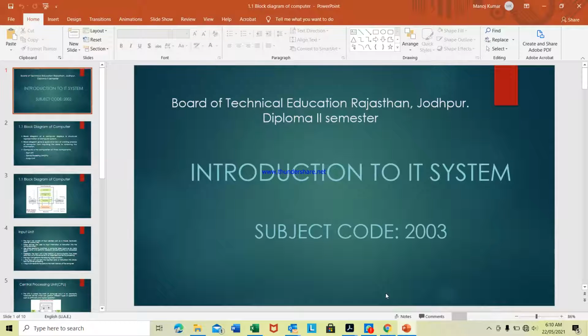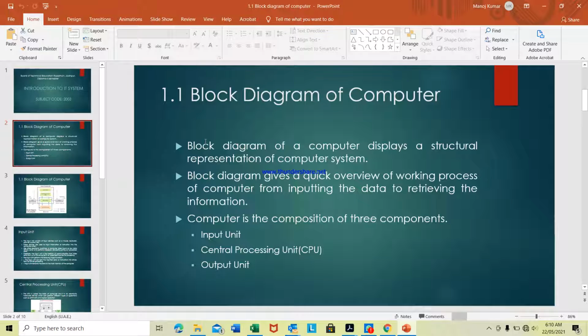Today we are going to discuss the introduction to IT system, subject code 2003, which is a part of the Board of Technical Education Rajasthan. The very first topic of this video lecture series is the block diagram of a computer. The block diagram of a computer displays a structural representation of the computer system. Block diagram gives a quick overview of the working process of a computer, from inputting the data to retrieving the information.